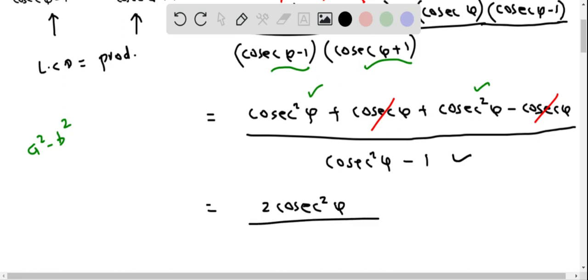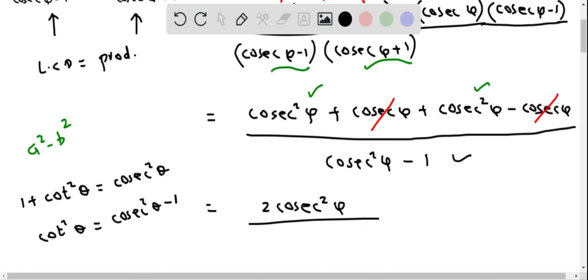In fact, we can simplify this using a trigonometric identity. We know that 1 plus cotangent squared theta equals cosecant squared theta. So this is a Pythagorean identity. I subtract 1 from both sides, then I will have cotangent squared theta equals cosecant squared theta minus 1. So we can clearly see that cosecant squared theta minus 1 is identical to cotangent squared theta. And this means we can write this cosecant squared phi minus 1 as cotangent squared phi.